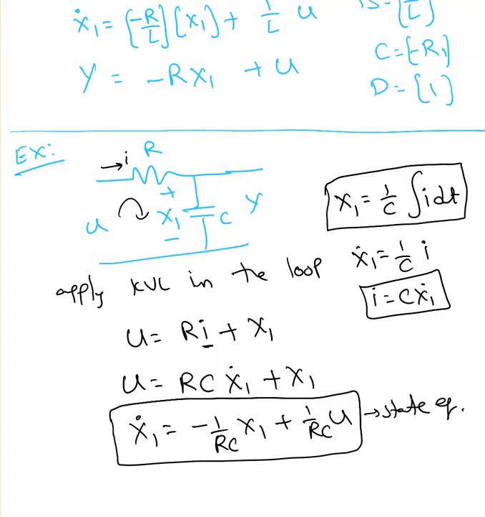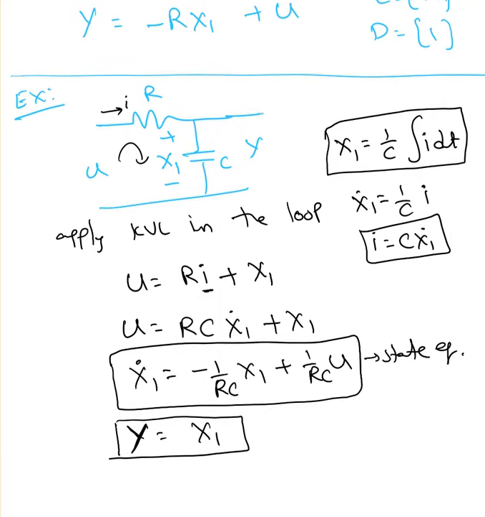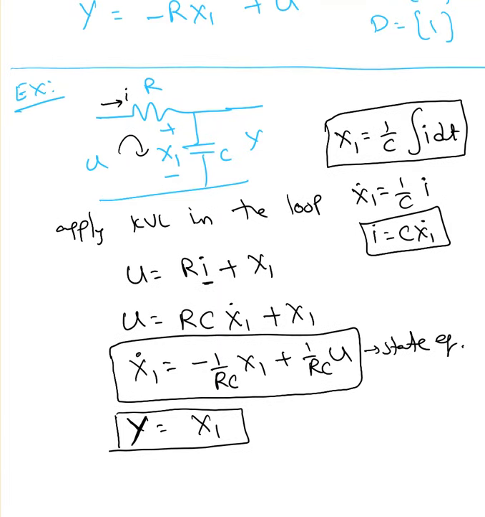Okay, output equation y equal to x1. That's my output equation. So state equation and output equation. Let me go with one more example in this video. It's an RLC series circuit.